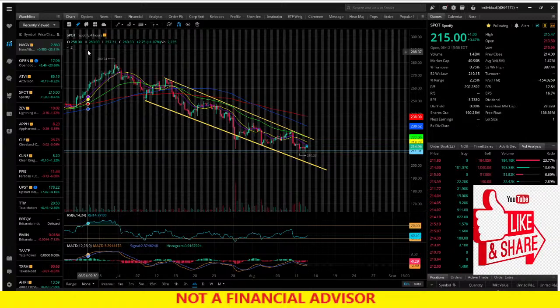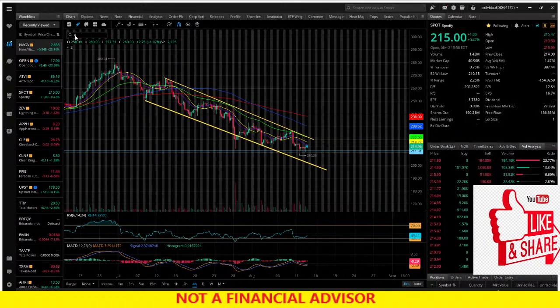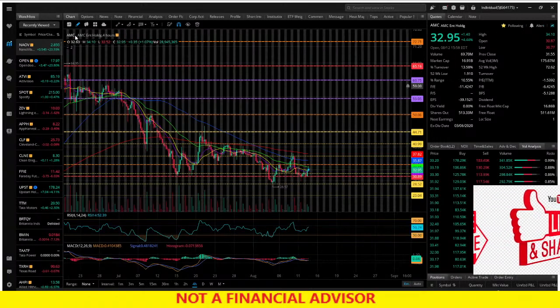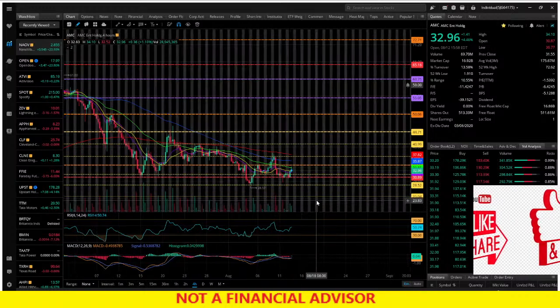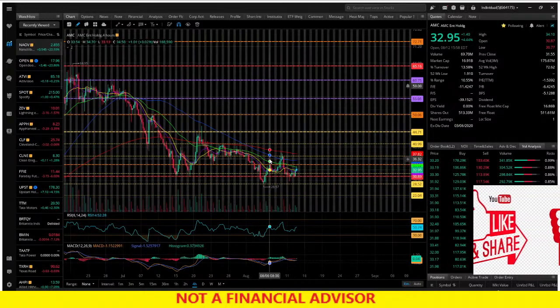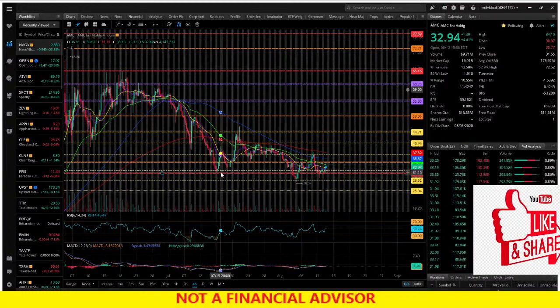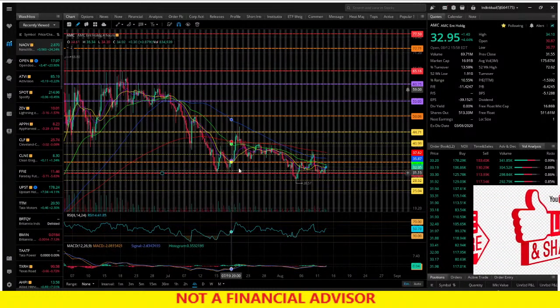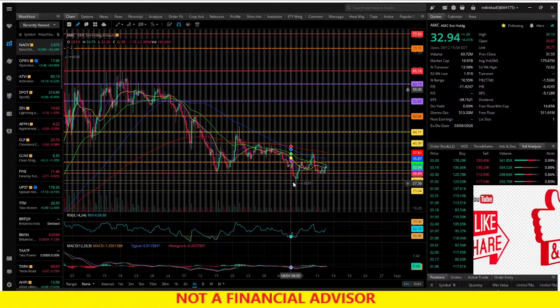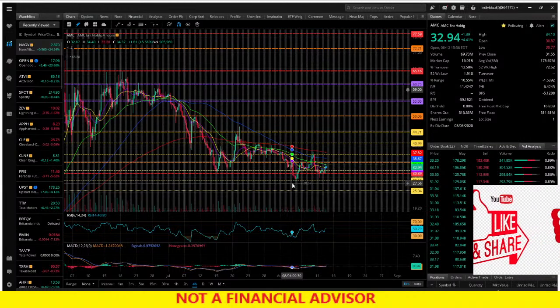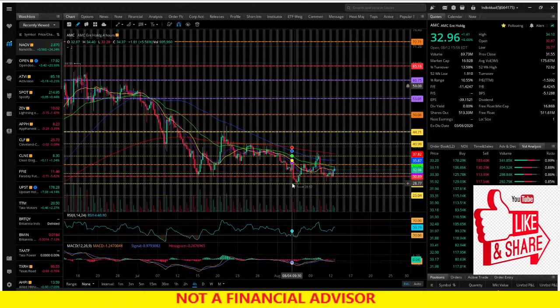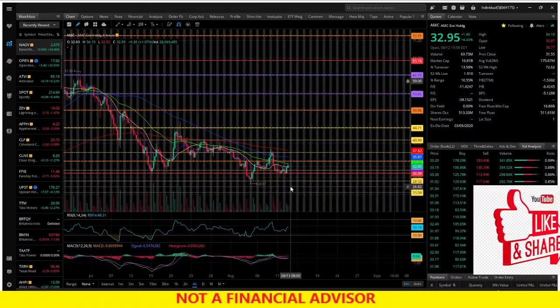I wanted to look at AMC real quick because I think it's at a good deal right now. Yeah, I think 32 on AMC is a good deal right now. We can see that it keeps finding this support right here on this 4-hour chart. Only once has it dipped below it and quickly returned. I think AMC is a really good deal right now.